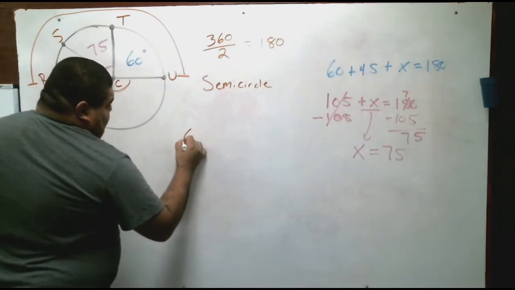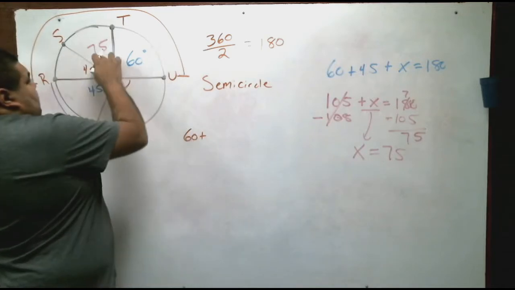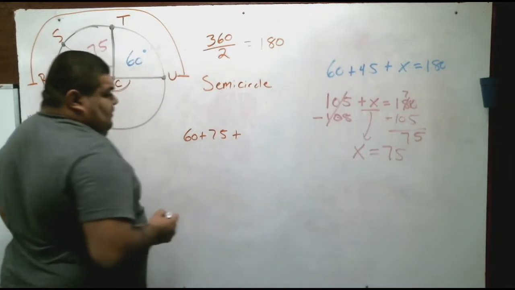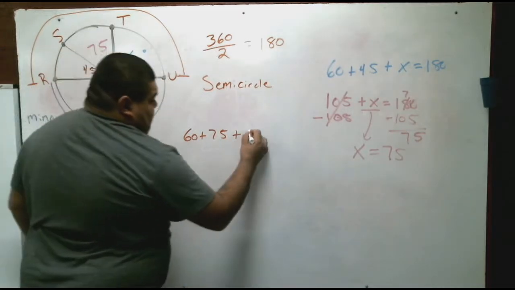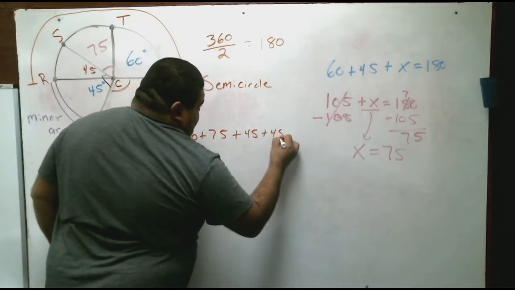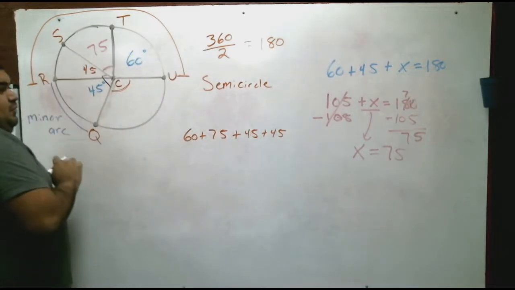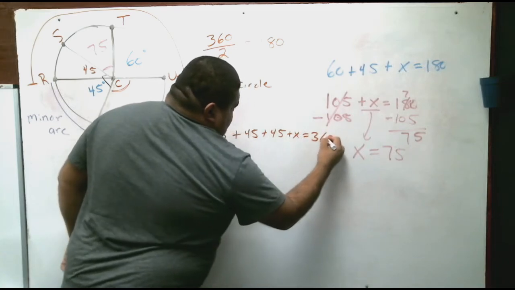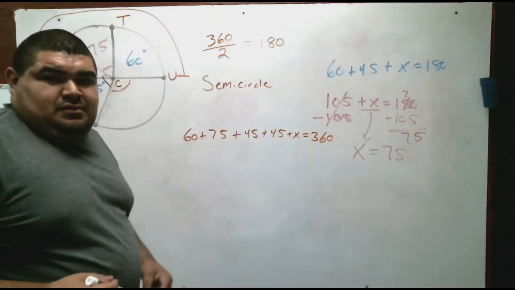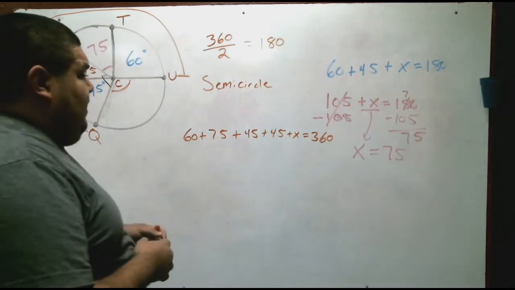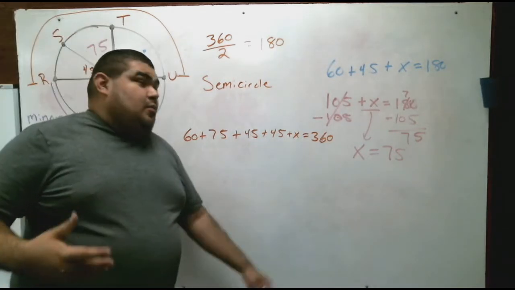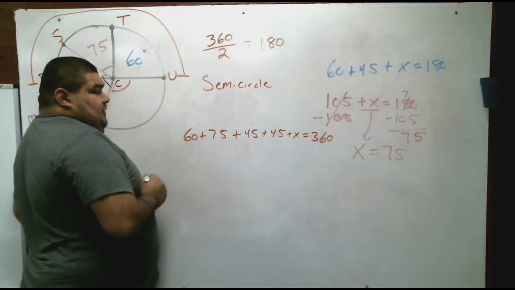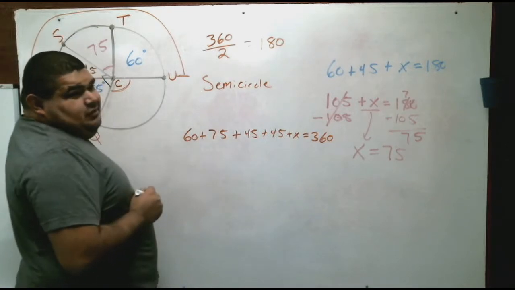So we can say 60 plus 75 plus 45 plus the other 45 we have, because remember we have 2, plus X equals 360. Since we have all these numbers, again, we can actually combine 60 and 75. Any suggestions?